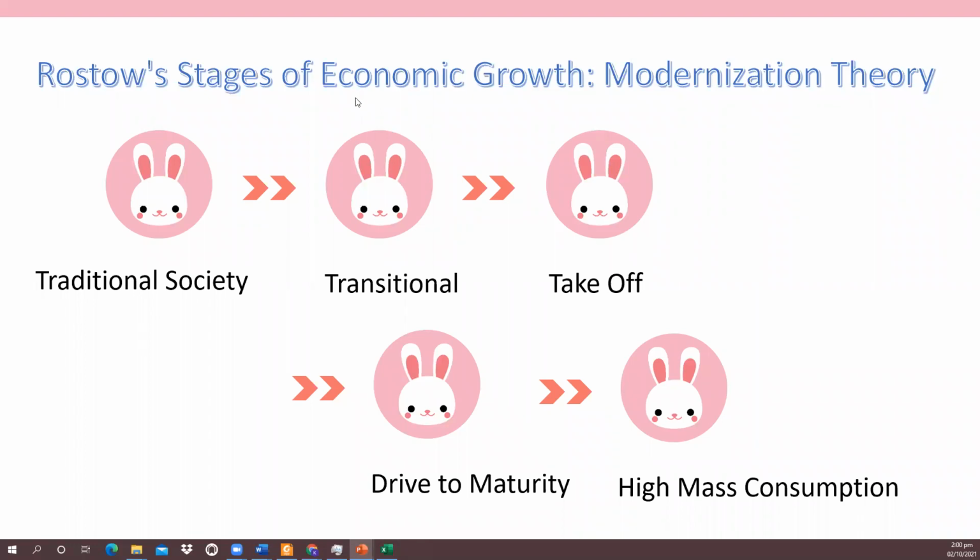Ayan, those stages of economic growth, modernization theory. So from traditional society, naging transitional, nag-take off, drive to maturity, and high mass consumption.